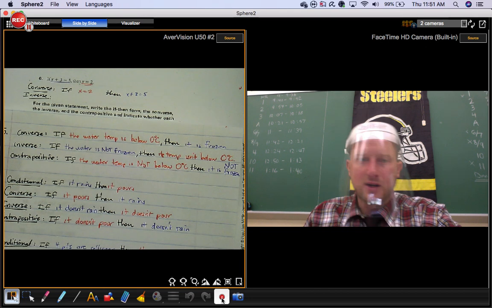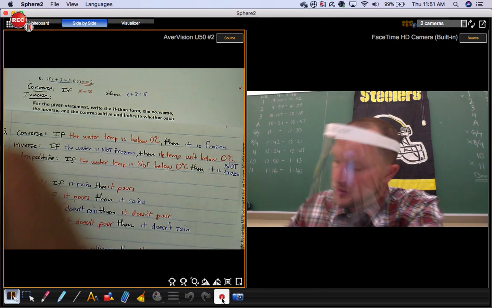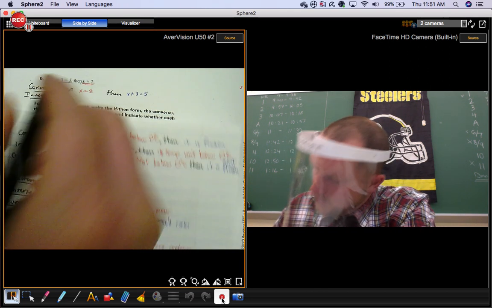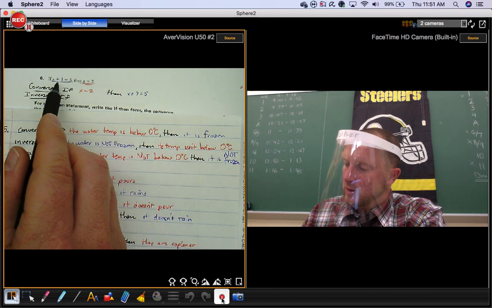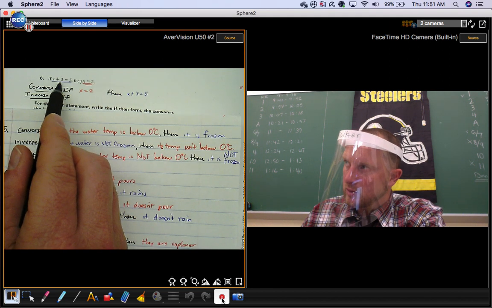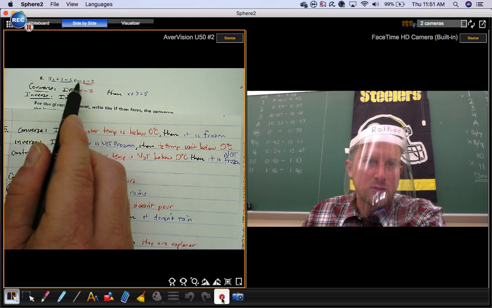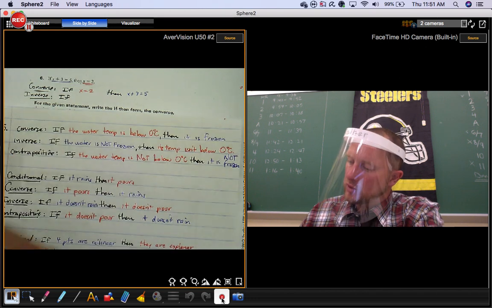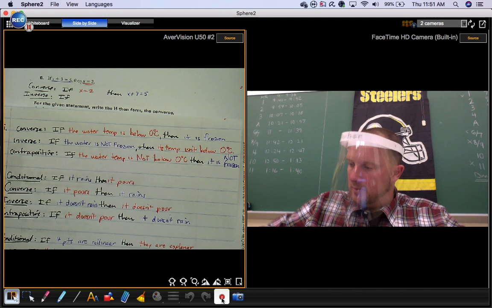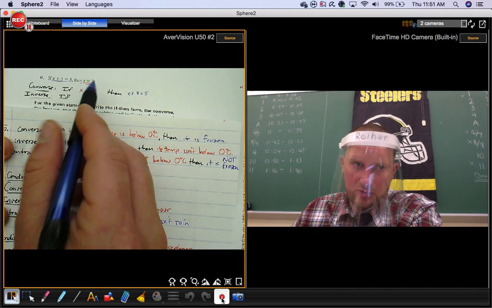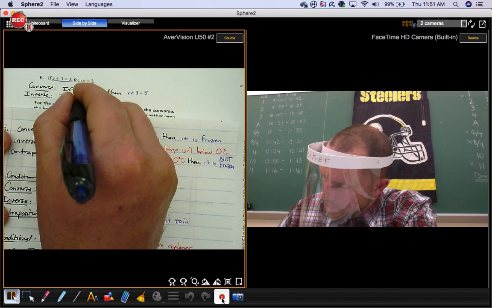Not a lot of room to write here. I'm going to try to squeeze the inverse in there. We're going to negate this statement, the conditional. So we would say if not blue, then not red. So it would look like this.